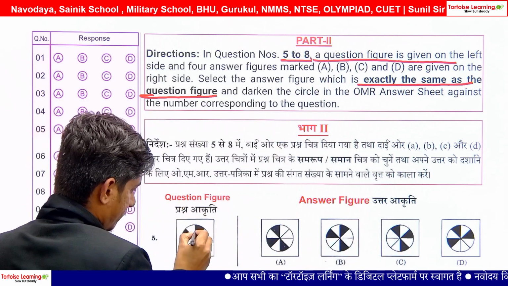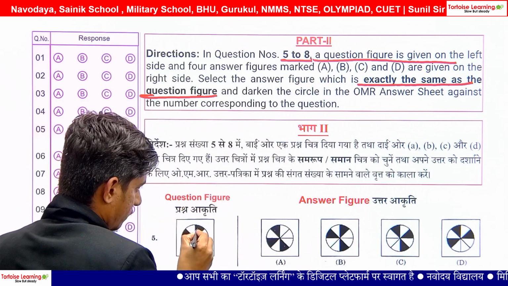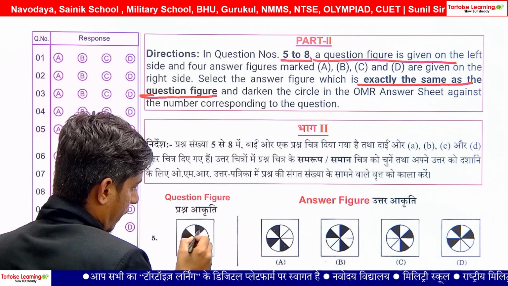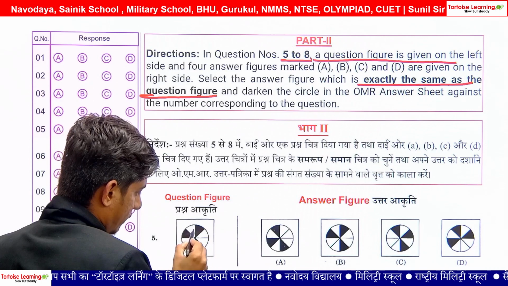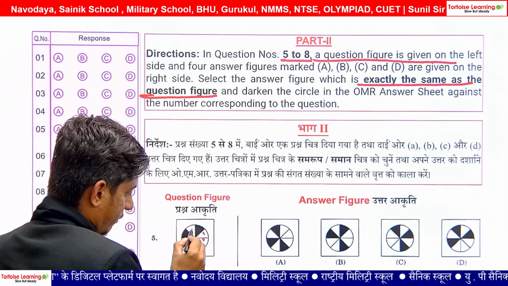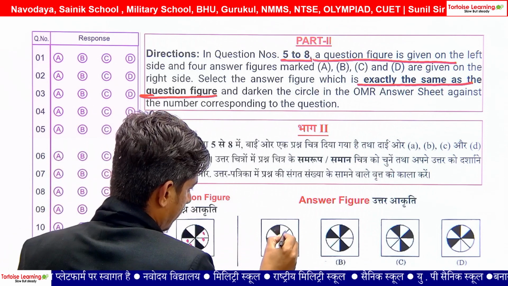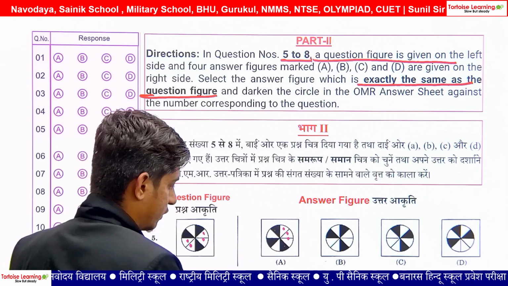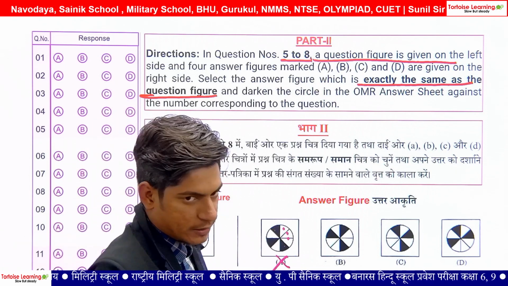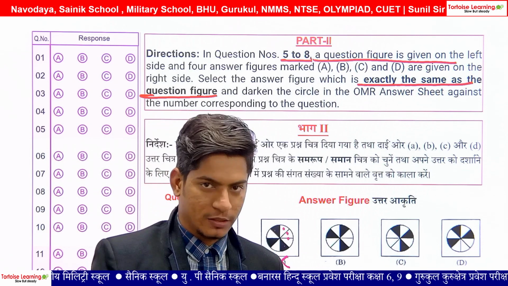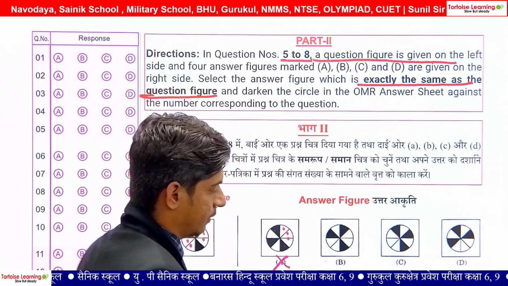If you look at this, 1, 2, 3 arrows are dark, 3 parts. But if you look at this, these 2 are blank. This 1 is blank. And this one, 3 are blank. So this is all wrong. Always try to find the wrong answers and you will be left with the correct answer.